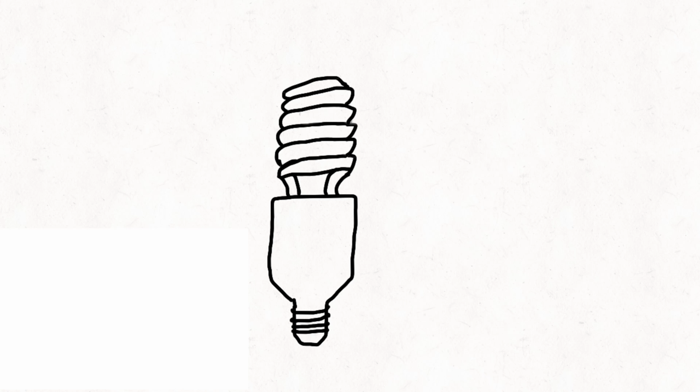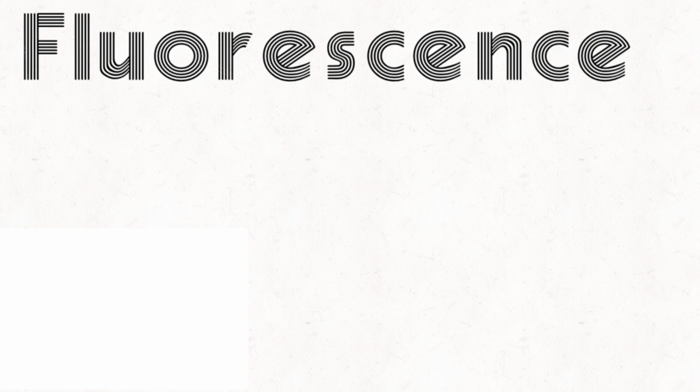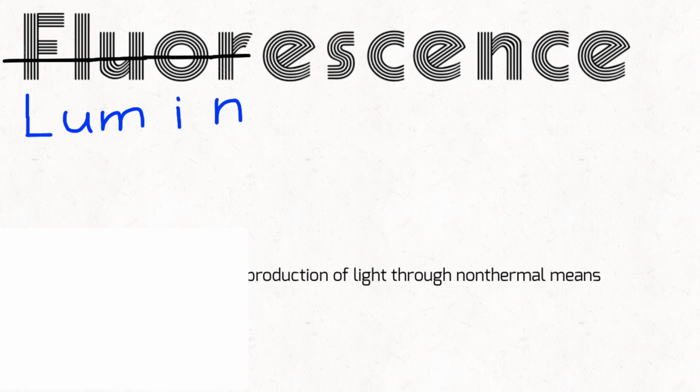Fluorescent lights are a very common type of light bulb that can be found virtually anywhere. However, when we see them, we generally just notice the light and never think to ourselves, but how does that work? Fluorescent lights function on the principle of fluorescence. However, to understand fluorescence, you first have to start with luminescence. Luminescence is the production of light through non-thermal means.